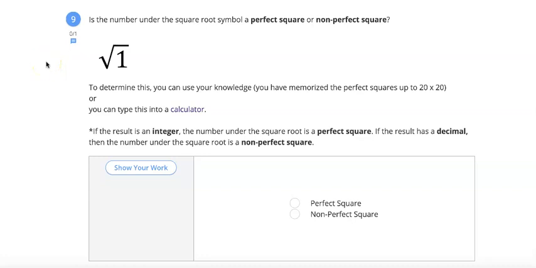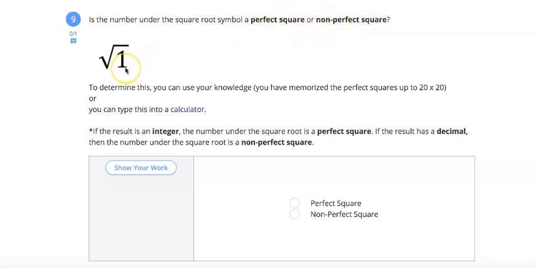In this video, I'm going to explain to you the difference between a perfect square and a non-perfect square. And we're going to do this by just looking at some examples. So let's start with this first example. Is the number under the square root symbol a perfect square or non-perfect square?